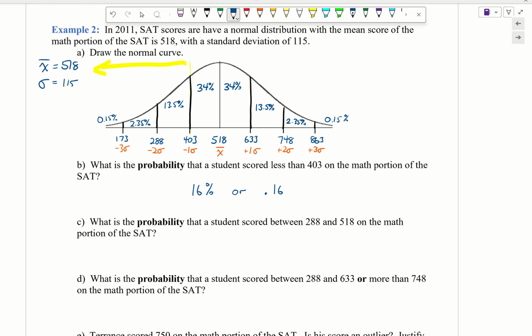All right, part C. What is the probability that a student scored between 288 and 518? 288 is 2 standard deviations below, and 518 is the mean. So in this situation, we just add the 34 and the 13.5, which gives us 47.5%, or as a decimal, 0.475. When you're answering these questions, you don't need to write your answer both ways, but you should be aware that they are equivalent.